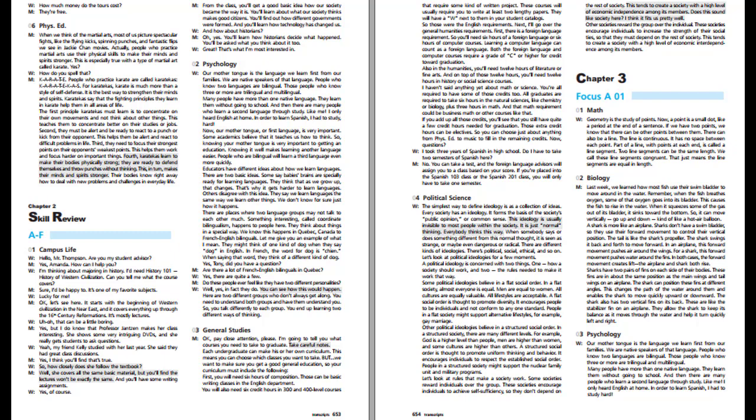The shark also has 2 vertical fins on its back. These are like the stabilizer fin on an airplane. They allow the shark to keep its balance as it moves through the water and help it turn quickly left and right.